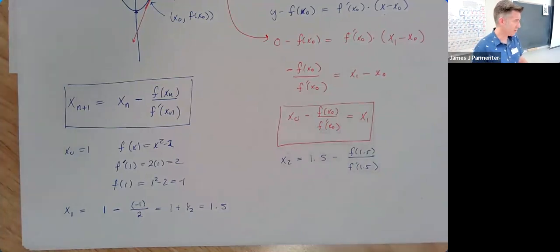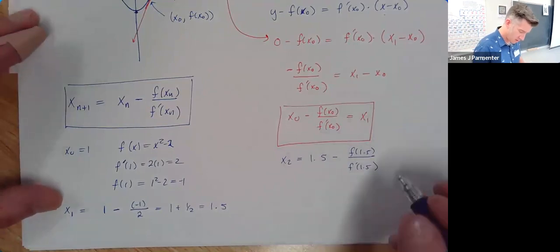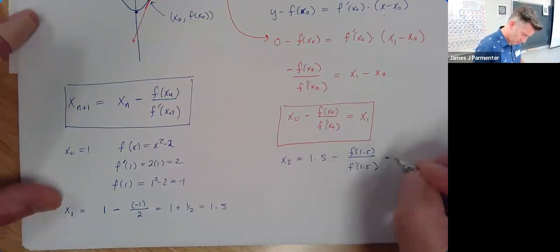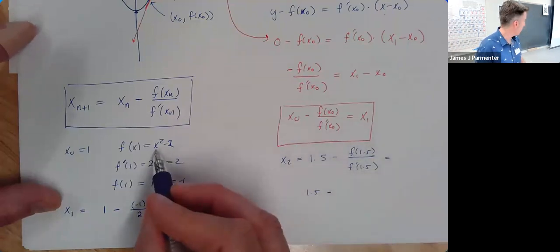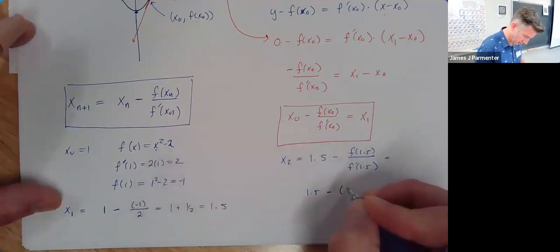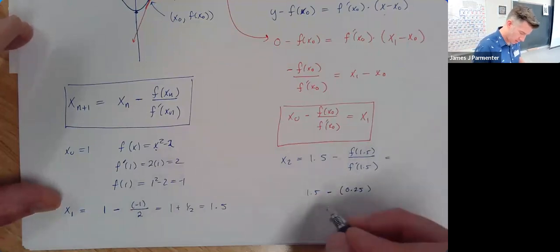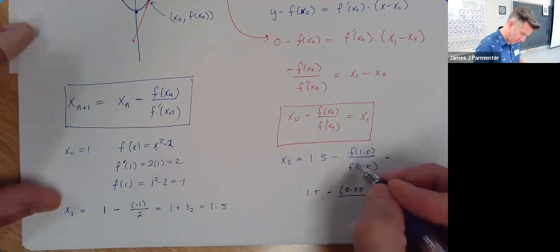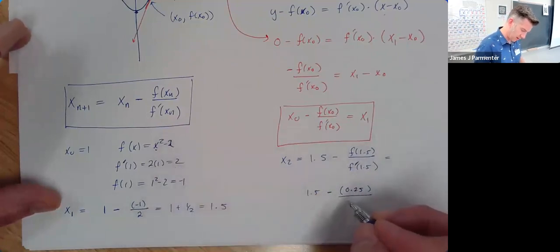I would probably use fractions here, but I don't know. 1.5 squared is not that bad. It's 2.25. So here we're going to get 1.5 minus, let's see, 2.25 minus 2 is just 0.25. Again, 1.5 squared is 2.25, divided by f prime of 1.5. Well, the derivative is 2x, so f prime of 1.5 is going to be 2 times 1.5, which is 3.